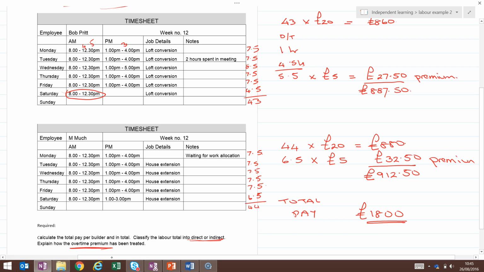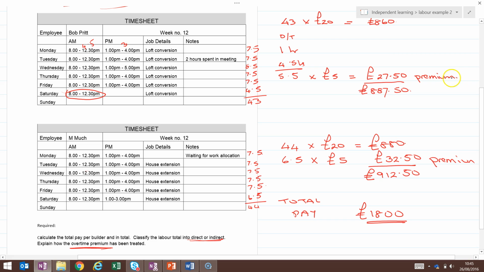So now, what else do we have to do? We need to classify the labour total into direct or indirect and explain how the overtime premium has been treated. So in other words, have we treated the overtime premium as direct, or have we treated it as indirect? Now this needs a little bit of analysis.